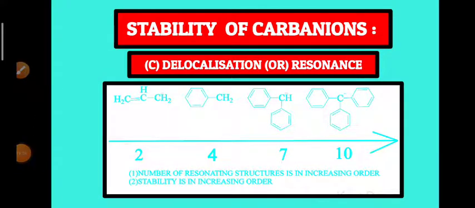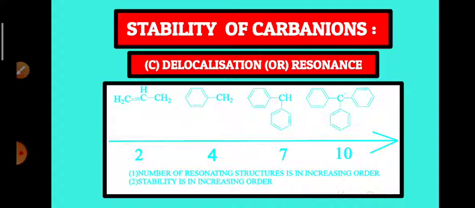Now we go for the delocalization or resonance effect on the stability of the carbon ions. We know very well that when the number of resonance structures increases, then the burden on the carbon which bears the charge, it may be positive or negative charge, decreases. As a result, stability also increases. That means as the number of resonance structures increases, stability also increases.